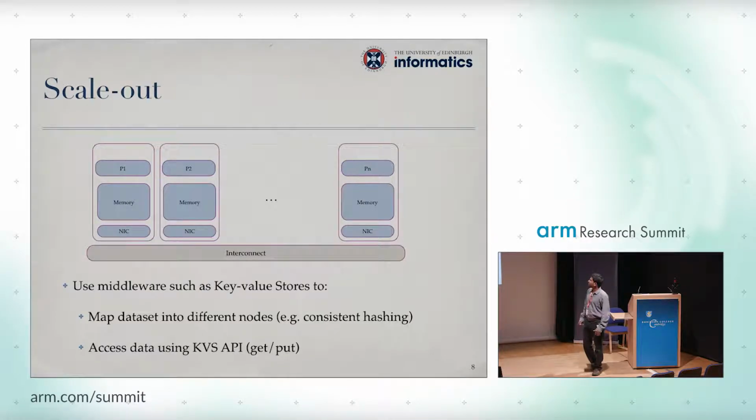In contrast, what you do with a scale-out architecture is pool together the memory and processor resources of servers, and you use middleware software such as key-value stores to map and split the data set across different servers and access the data using the API provided by the middleware, for example, gets and puts.